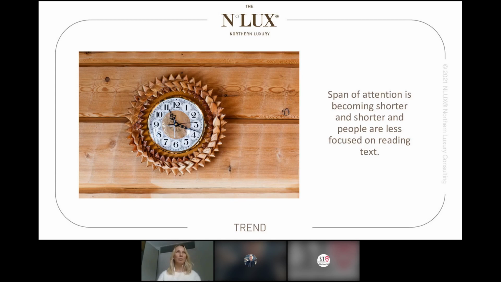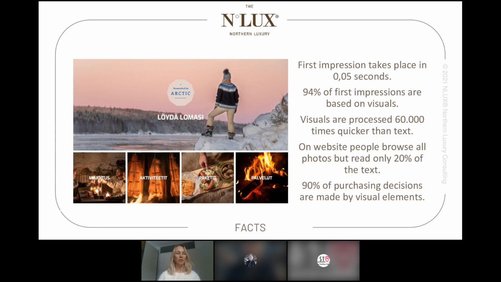So you probably all have noticed that people are busier. They don't pay attention. Their span of attention is getting really short. And that leads to the fact that you need to represent yourself in pictures. Otherwise, you're not going to get heard. You only have a couple of seconds or milliseconds to actually get their attention. If you don't have the visuals, you won't get heard.